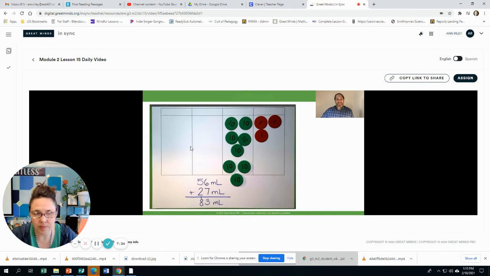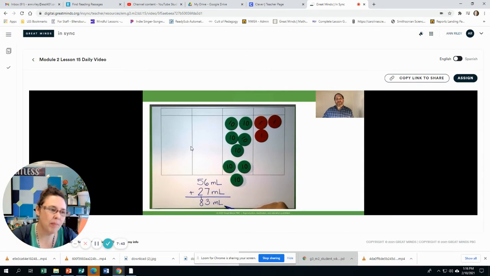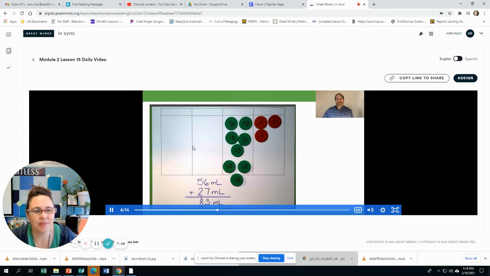Go ahead and read the problem aloud with me. 56 milliliters plus 27 milliliters equals 83 milliliters. We just used the standard algorithm as a tool for solving this problem. Pretty neat. How can I check my work using a beaker?